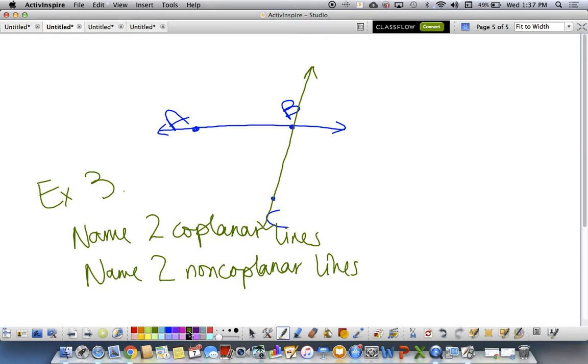Paxton. Line GH and CD. GH and CD. Which one are they? Coplanar or not coplanar? Coplanar. GH and CD. I agree. Are there others that are coplanar? Sadie. GH and FE. GH and FE.